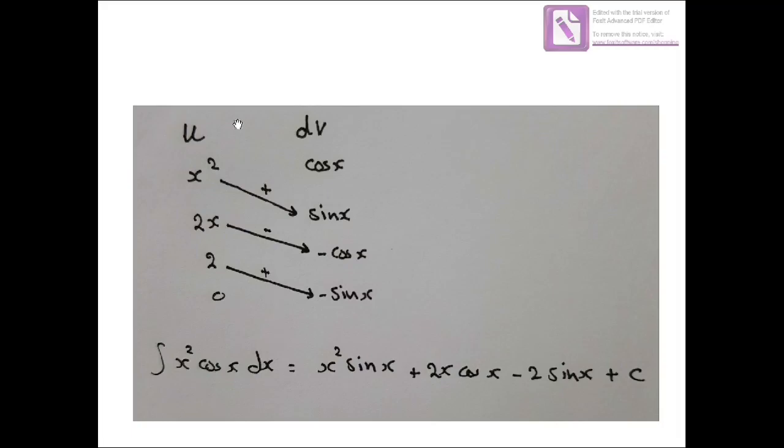So now x squared multiplied by sine x multiplied by plus 1 gives us x squared sine x. 2x multiplied by minus cosine x multiplied by minus 1 is 2x cosine x. And 2 multiplied by minus sine x gives us minus 2 sine x. Then you have to add the constant c.